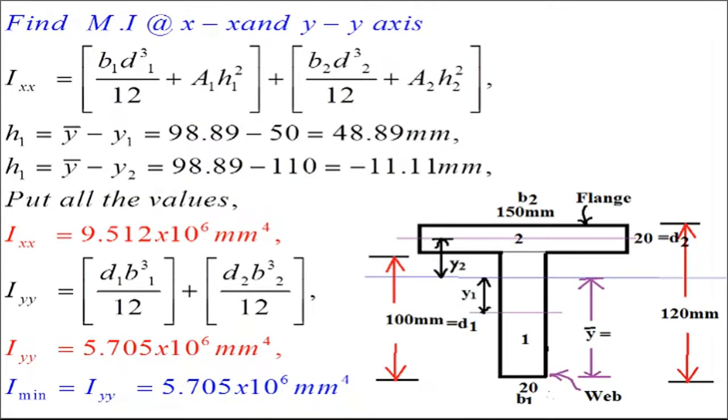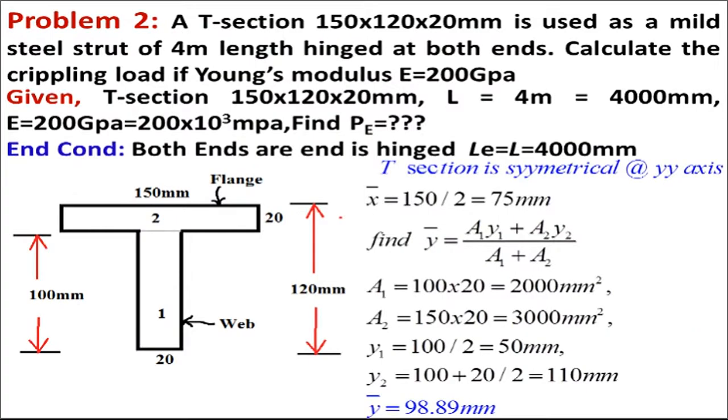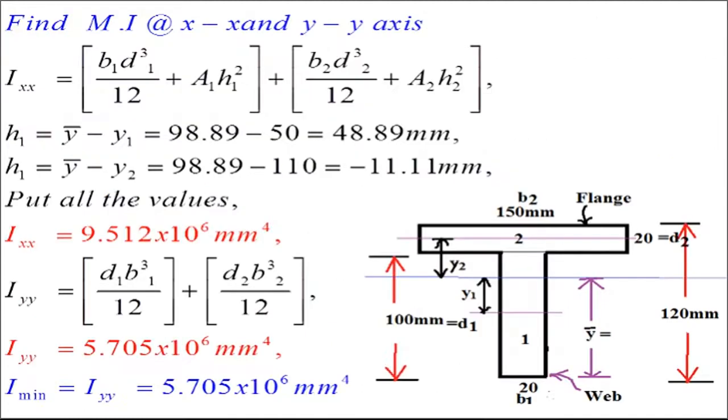Why this problem is somewhat looking complicated? Just to know the value of y bar and moment of inertia. Now rest of the part is very simple to apply the Euler's formula.